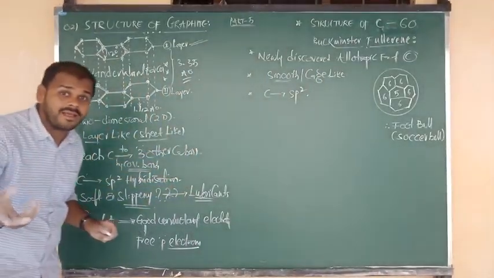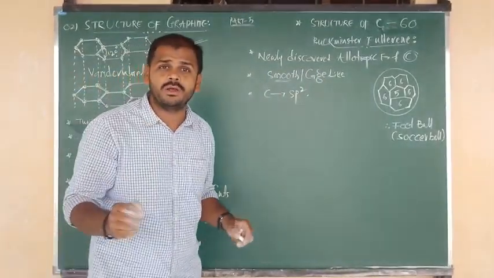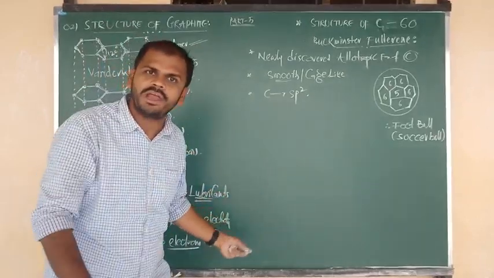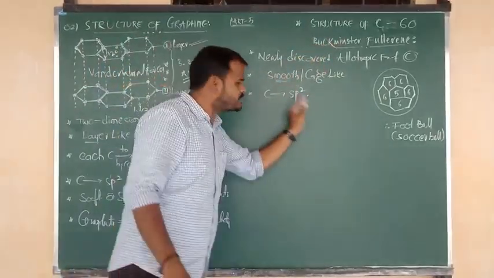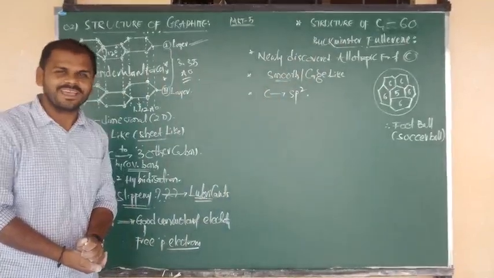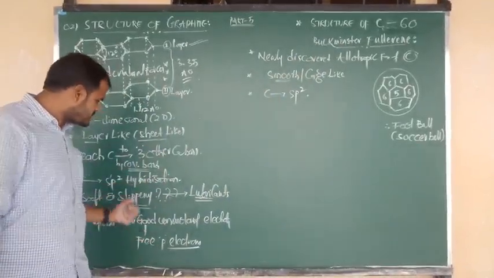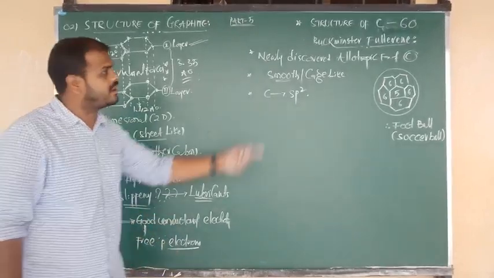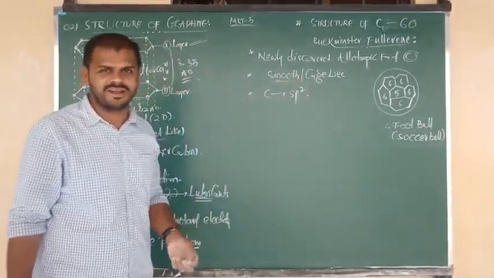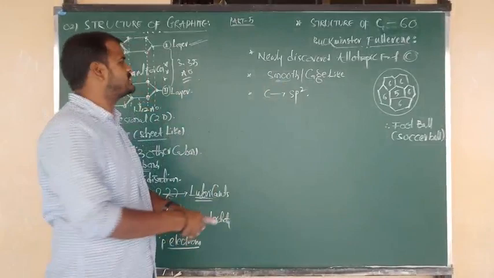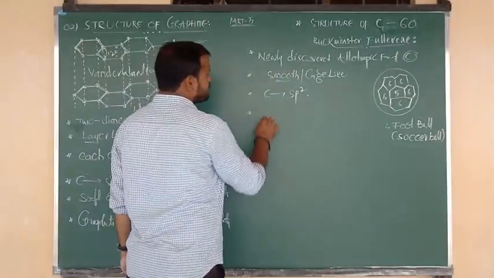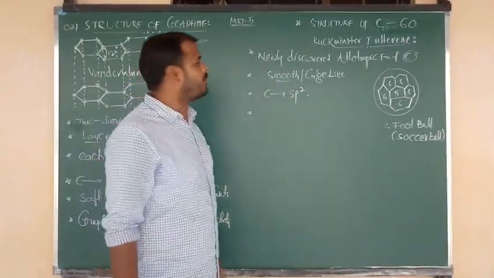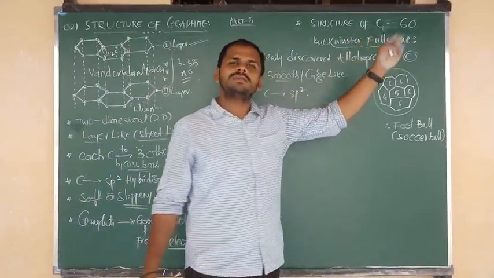What about in diamond? Carbon undergoes sp3 hybridization. What about in graphite? sp2 hybridization. What about in fullerenes? sp2 hybridization. Due to sp2, it contains free p electrons responsible for conductivity. Here also you can consider it a superconductor. Right.